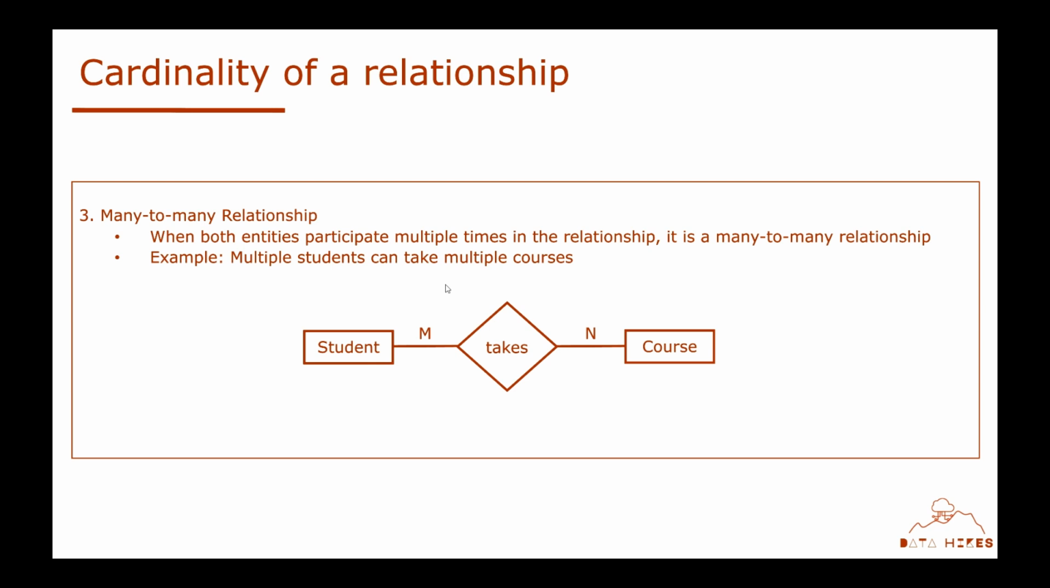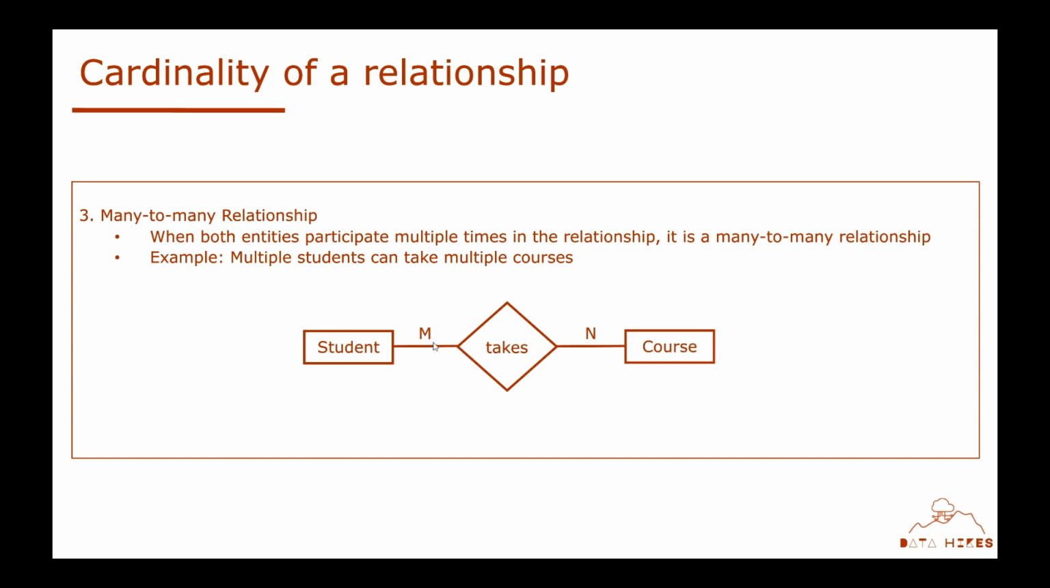The third type is a many-to-many relationship. When both entities participate multiple times in the relationship, it is many-to-many. In this example, we have multiple students can take multiple courses. Okay, how can we check the validity of this? One-to-one is ruled out straight away, because we can't have one course for each student. Course is not exclusive to students, so the one-to-one doesn't make sense.